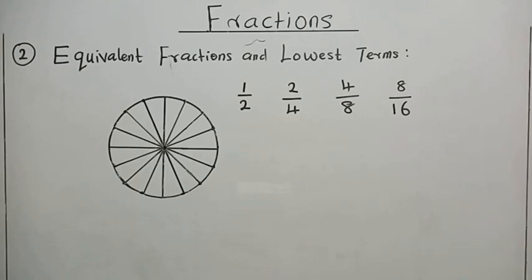Now, let us use these names to explain the concept of equivalent fractions. Now, let's assume that this circle is just one orange. Initially, I broke the orange into 2 equal portions, and I chose this right-hand side portion, that is this portion.